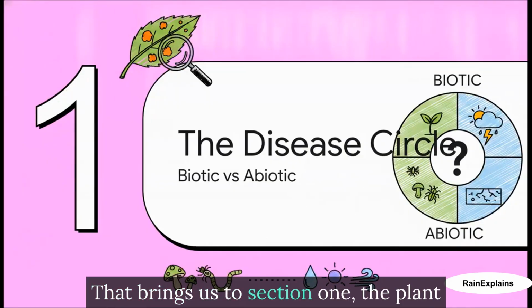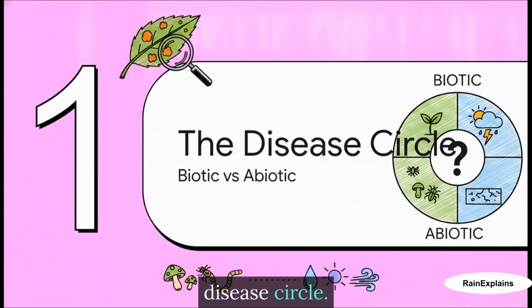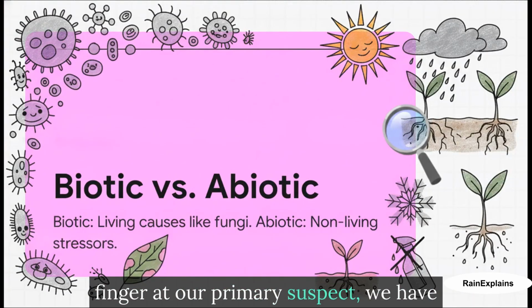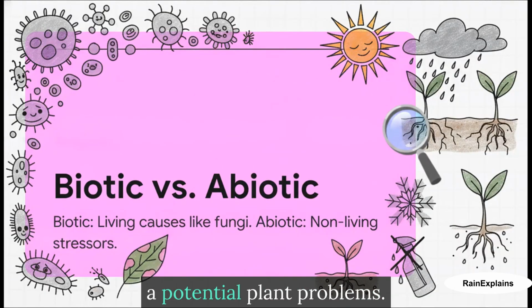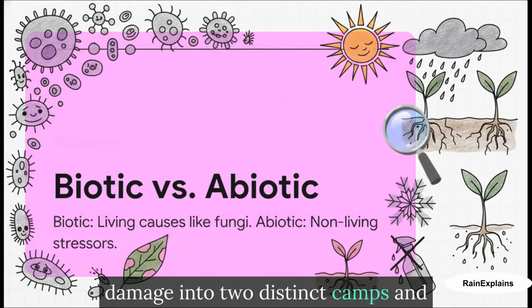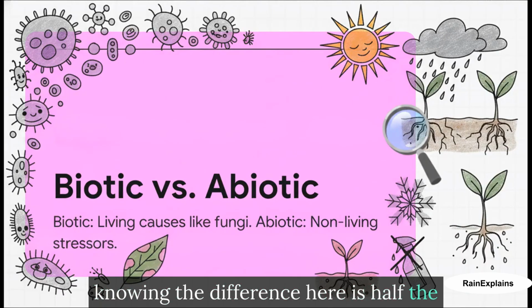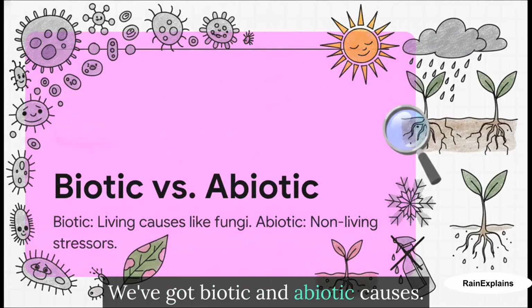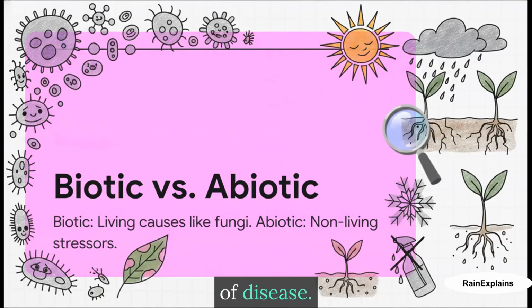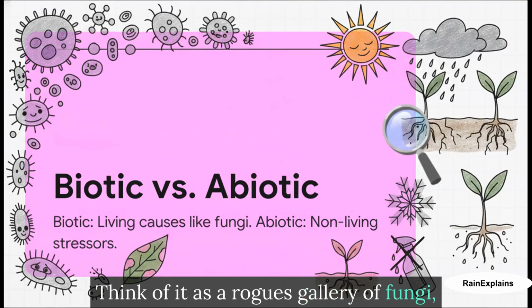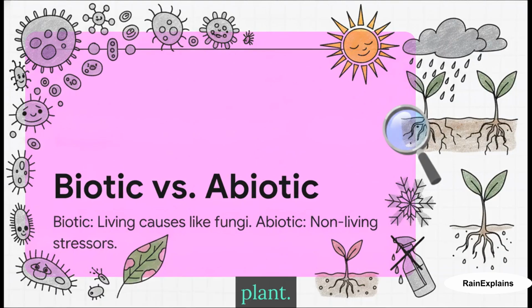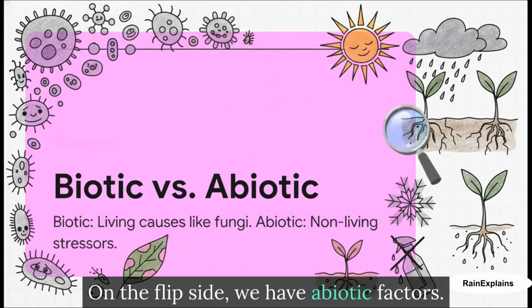That brings us to Section 1, the plant disease circle. Before we can confidently point the finger at our primary suspect, we have to understand the entire universe of potential plant problems. Experts basically divide all garden damage into two distinct camps, and knowing the difference here is half the battle. We've got biotic and abiotic causes. Biotic factors? Those are the living causes of disease. Think of it as a rogues gallery of fungi, bacteria, viruses, and insects that are actively infecting or feeding on your plant. On the flip side, we have abiotic factors.